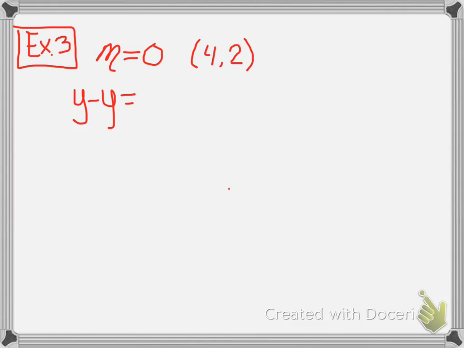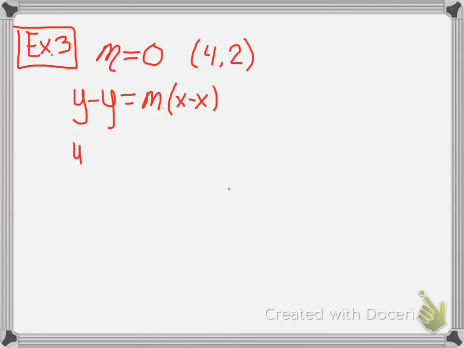Okay, example 3. Maybe I'm going to give you the slope of 0 and the point (4, 2). Sorry, something happened to the screen there. So again, I'm going to write y minus y1 equals m times x minus x1, and I'm going to fill it in.